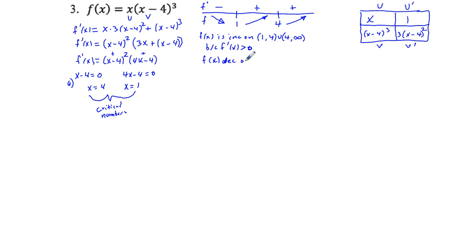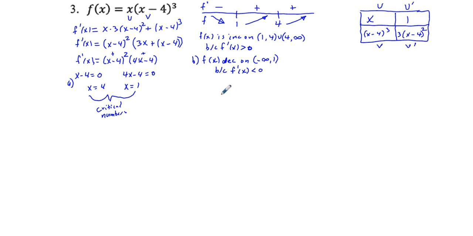It's on negative infinity up to 1. Why is that? Because f prime of x is less than 0. Okay. Well, so that'll be part B.